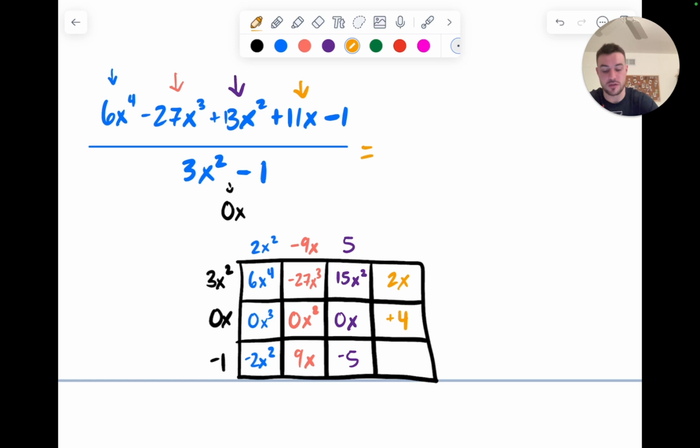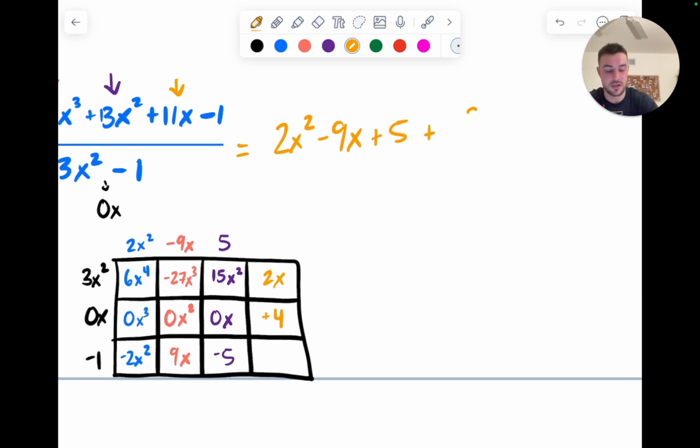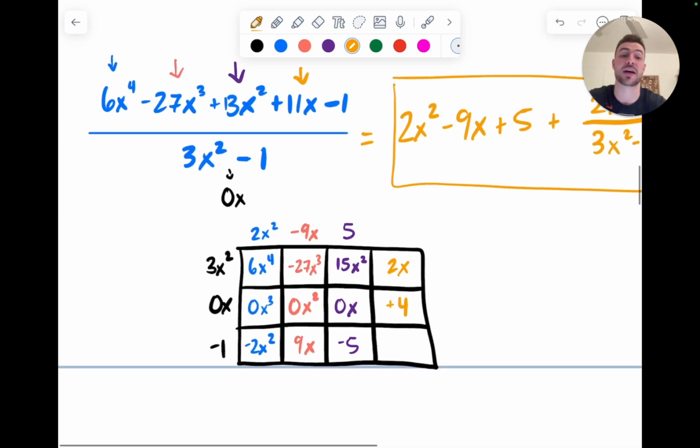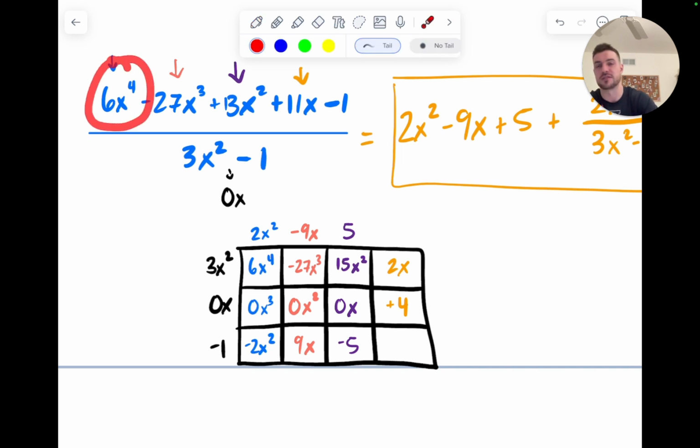My answer is going to be 2x to the second minus 9x plus 5 with a remainder of 2x plus 4 all over 3x squared minus 1. So this right here is the answer when I divide 6x to the fourth minus 27x to the third plus 13x squared plus 11x minus 1 by 3x squared minus 1. Again, we talked about this before. I'm dividing something to the fourth power by something to the second. I should get something to the second out, which I do, and that helps.